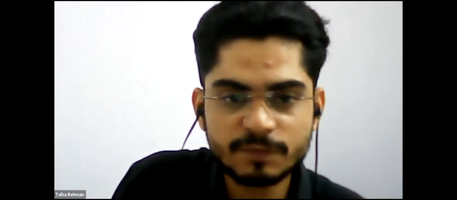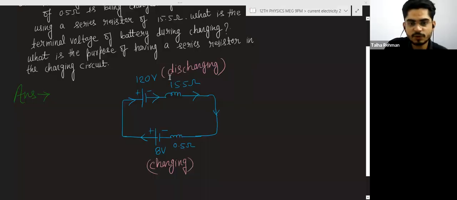So same is the case here. You can see this 120 volt battery. This 120 volt battery is charging this 8 volt battery. So this will get discharged because this is giving out the energy and this is taking the energy.